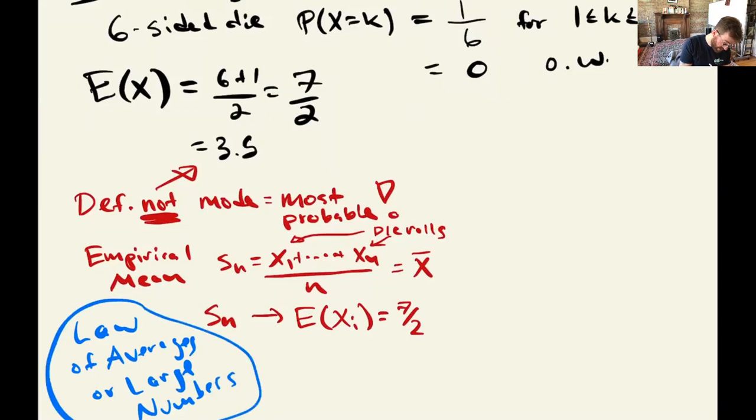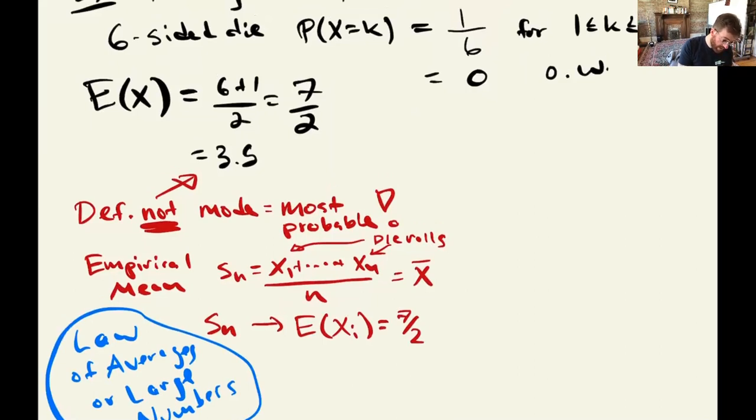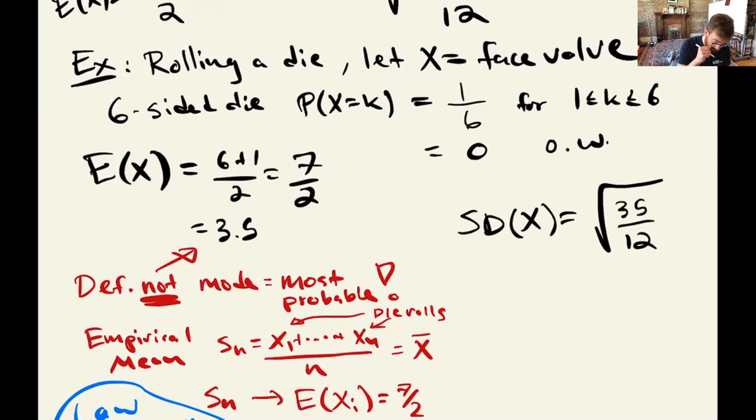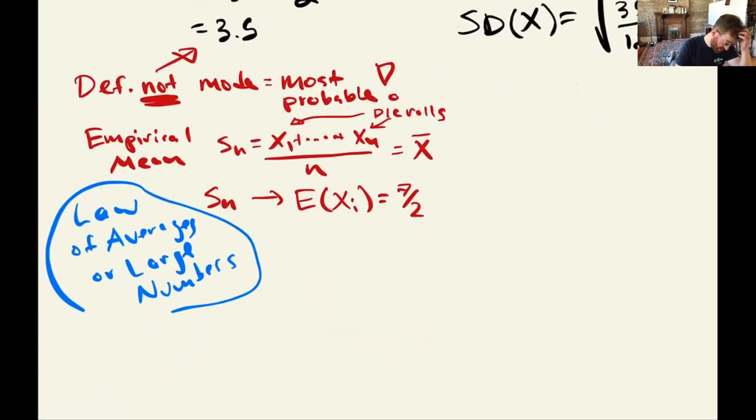Which we derived as a consequence of Chebyshev inequality. What else is there to say here? Well, again, we can compute the standard deviation of x, which works out in this case to be square root of 35 over 12. So this would come up in our more grown-up application of the central limit theorem.